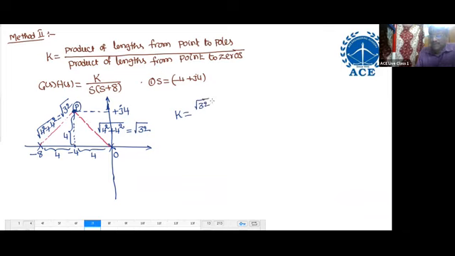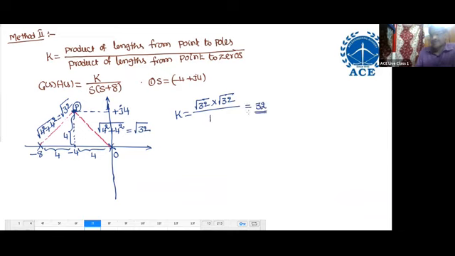Divided into, how many poles? Only 2 poles are there. So point to the other pole, again root 32. Divided by, are there any zeros here? No zeros, which means the denominator is 1.